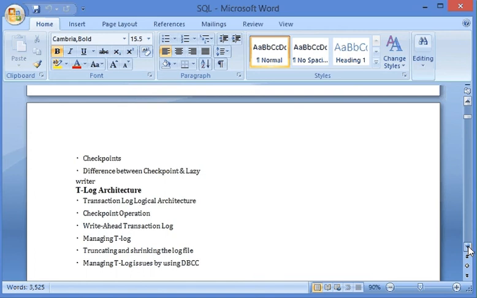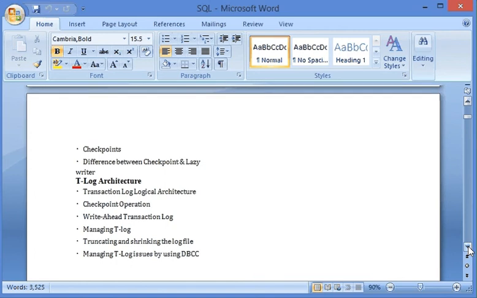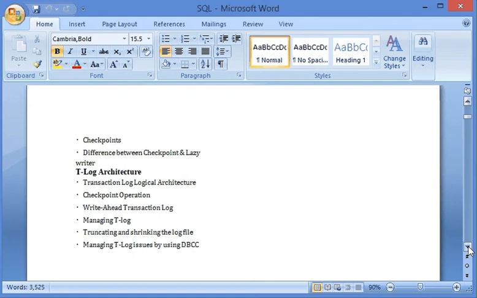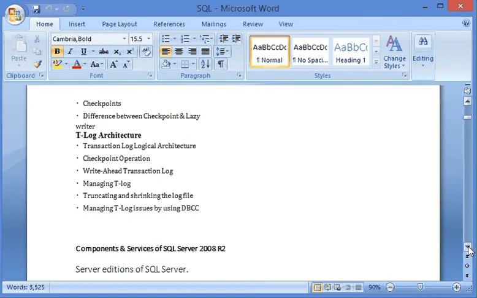And checkpoints in SQL Server. What is the importance of checkpoints, and what is the importance of the lazy writer? What does the lazy writer do, and what is the difference between the checkpoint and the lazy writer? Next, in this one itself, I'll be covering the transactional log architecture. It is also called T-log architecture.